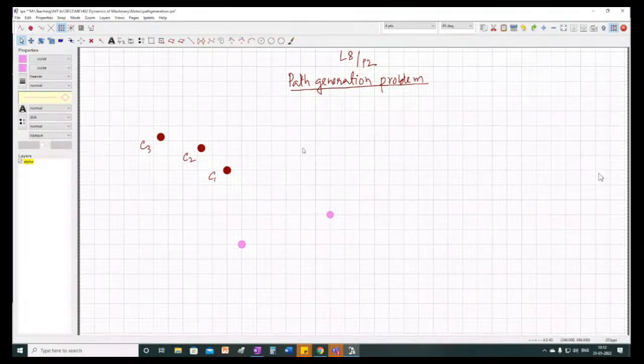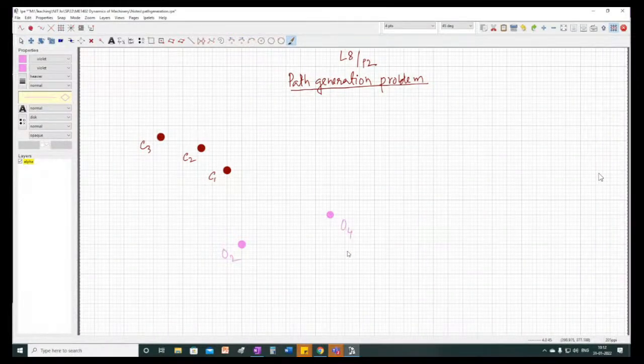This point O2 and this is O4. This is given. I have to ensure this. So for this problem, suppose we also take a point on the follower. On the follower, I take another point. Suppose this point is also given on the follower.